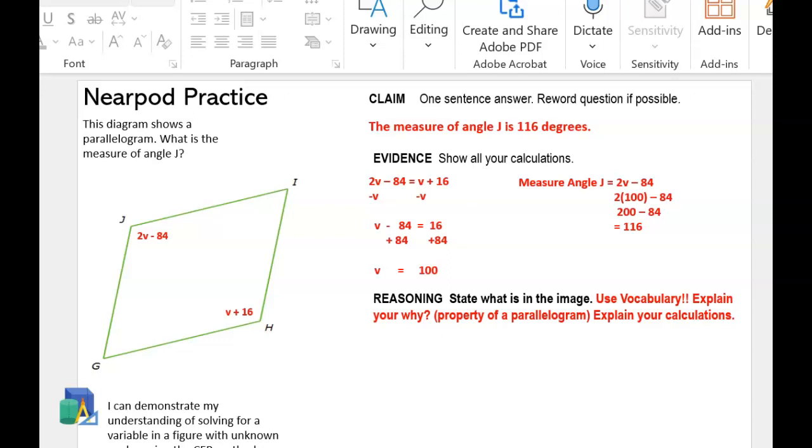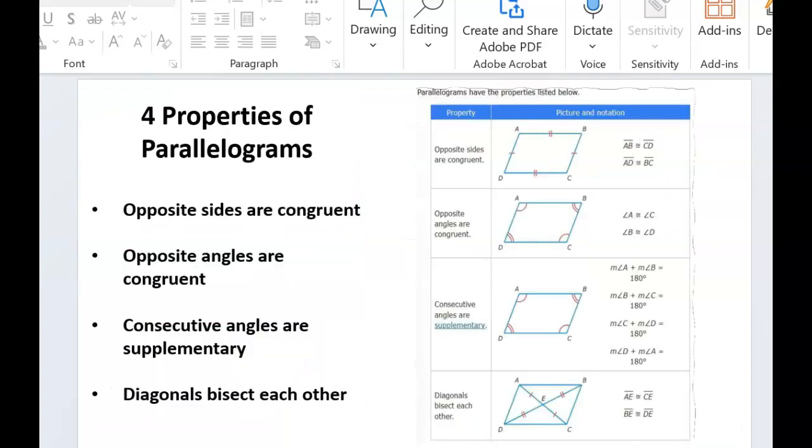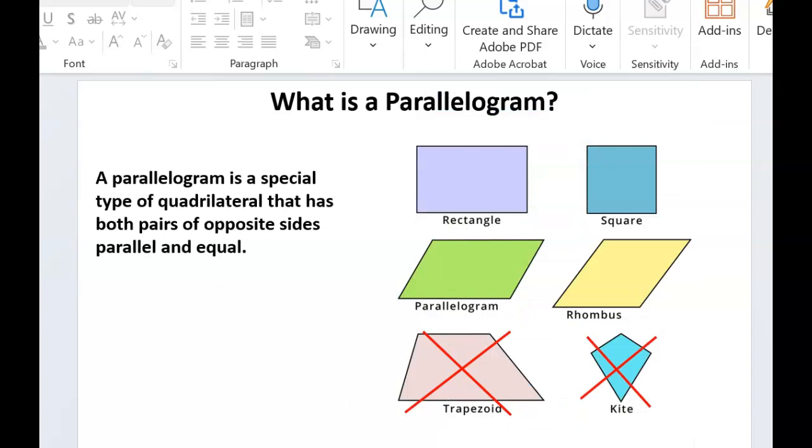Welcome. This is a quick review for the CER in Linkit that is about the parallelogram properties. To review, let me back up a little bit more here. A parallelogram by definition has two opposite sides that are congruent and two opposite sides that are parallel.